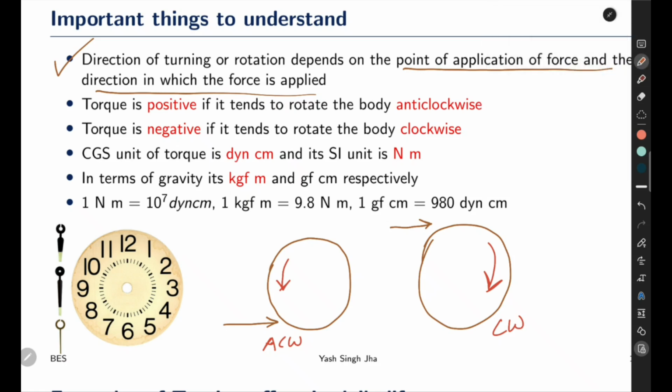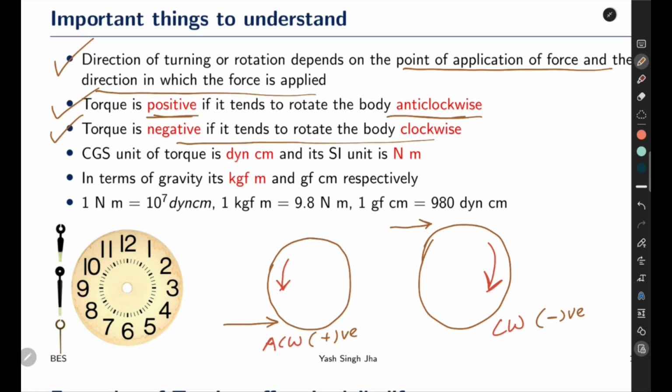Now, how do I quantify torque? What is a positive torque and what is a negative torque? It depends upon the direction of turning. Depending upon the direction of turning, we can classify torque as positive and negative. So the torque is positive if it tends to rotate the body anti-clockwise. The anti-clockwise torque is positive. Torque is negative if it tends to rotate the body clockwise. Clockwise torque or moment is negative.